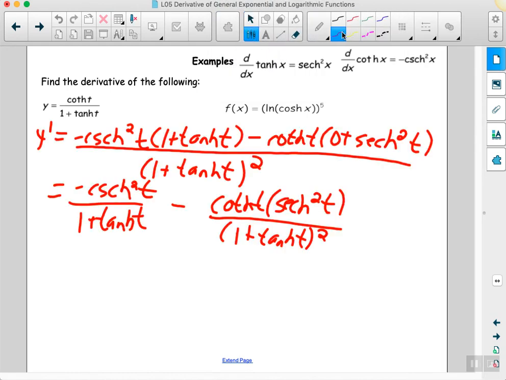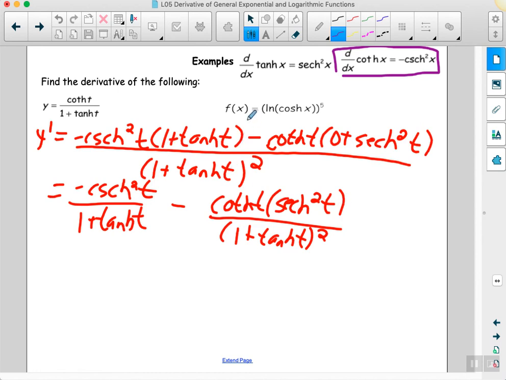Okay, working our way through this one. We're going to start by taking the derivative of the numerator, and I did paste these over here so that we could refer to them. Again, you're likely to be given these on an exam in university. So the derivative of hyperbolic cotan is negative hyperbolic cosecant squared. So negative hyperbolic cosecant squared of t times the denominator minus the numerator, hyperbolic cotan, times the derivative of the denominator. The derivative of 1 is 0, and the derivative of hyperbolic tangent is hyperbolic secant squared.